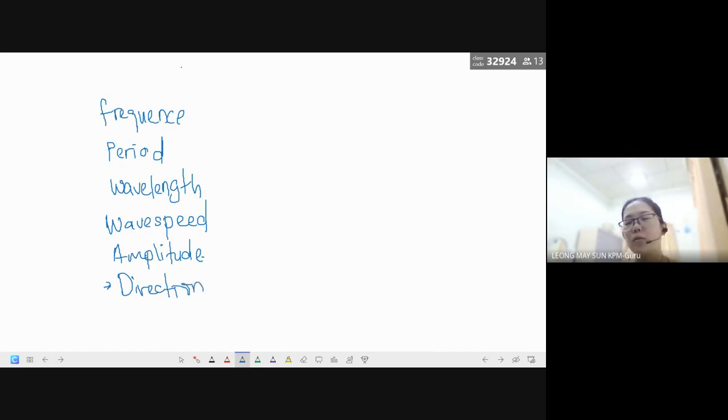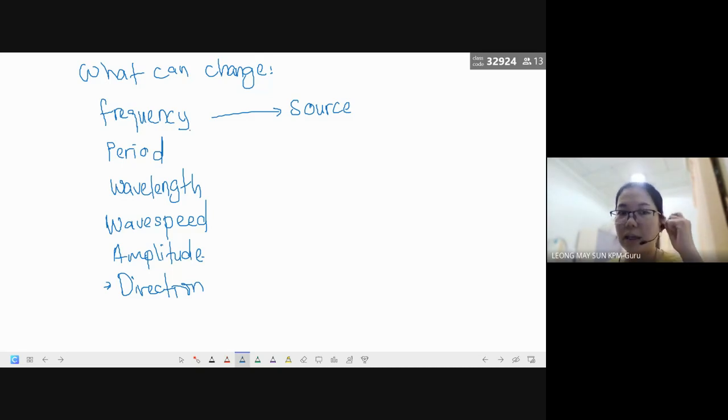Okay, so you need to know what is the cause and what is the effect. So for the frequency, what can change the frequency? I just noticed I spelled frequency wrongly. What can change this characteristic? The thing that can change frequency is the source of the vibration, the source of the wave, the thing that is oscillating. So if the source of the vibration changes, it changes the frequency. What changes period? Obviously, frequency, because their formula is f = 1/T. If the frequency changes, the period will change.